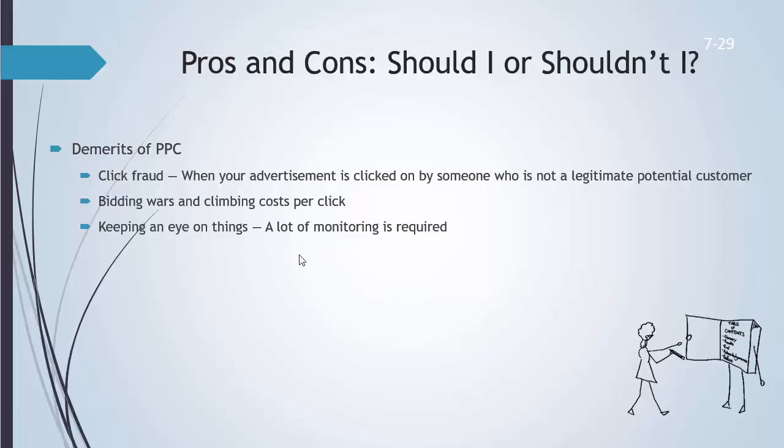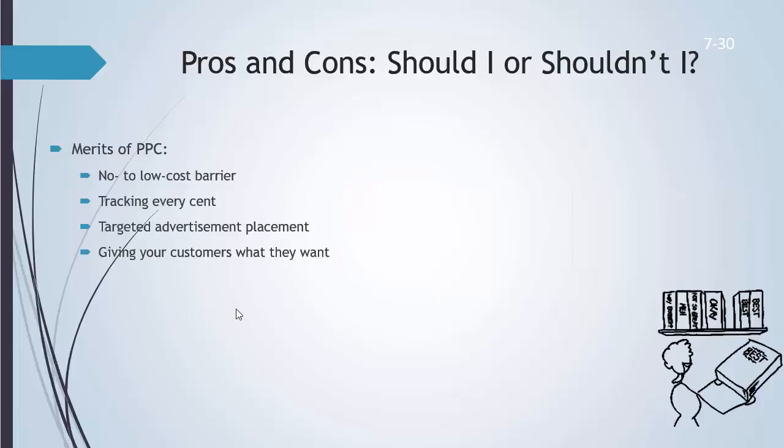So the positive things of using pay-per-click is you're tracking every cent. You can target the exact advertisement and placement. And because you're doing the experiment, you're actually giving customers what they want. And then probably the most important one, this no to low cost barrier, is that you're just paying for the traffic that you want. You're not just putting everything up and paying every time they have to click on it. And so that's a good thing.